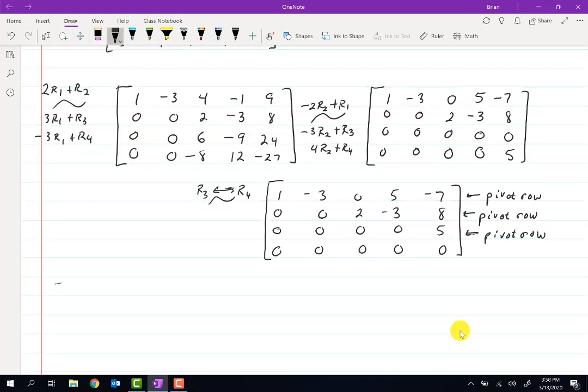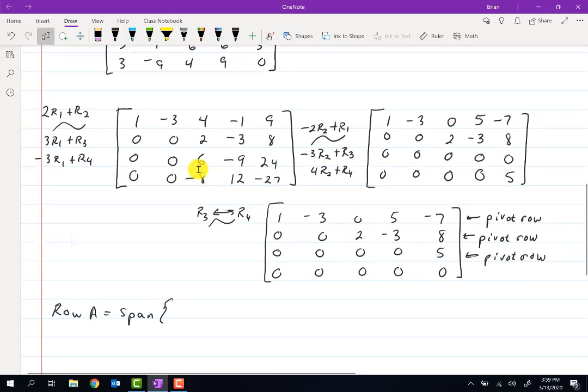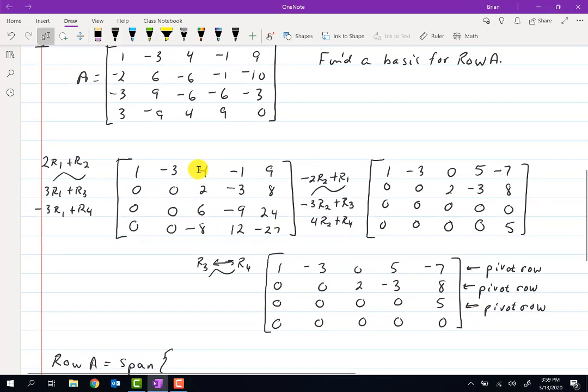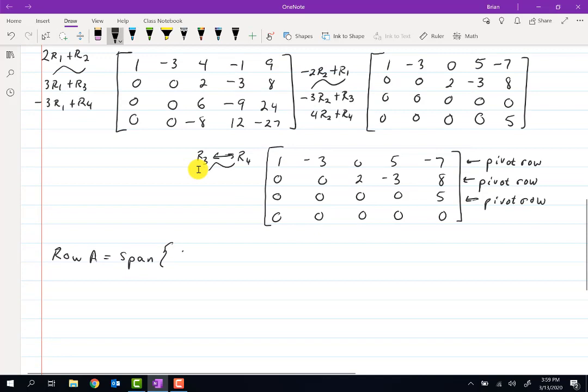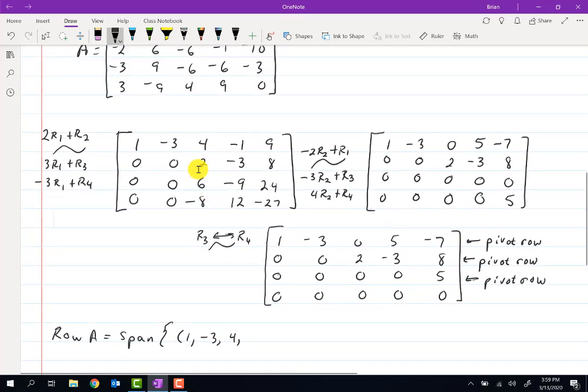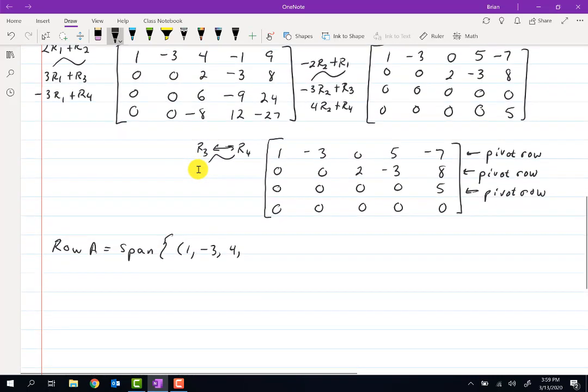So the row space will be spanned by 3 vectors. I swapped vectors 3 and 4, so keep that in mind when we go back to find the original vectors that were in each of these rows. So let's start with what was the first row, and that was 1, -3, I think I had a 4. And then I have -1, 9.